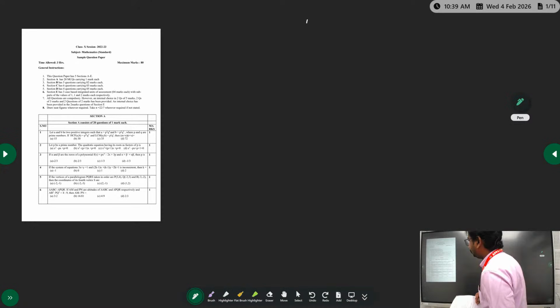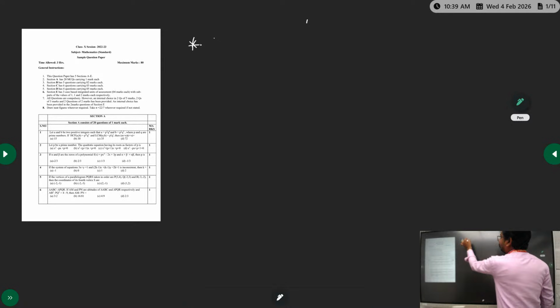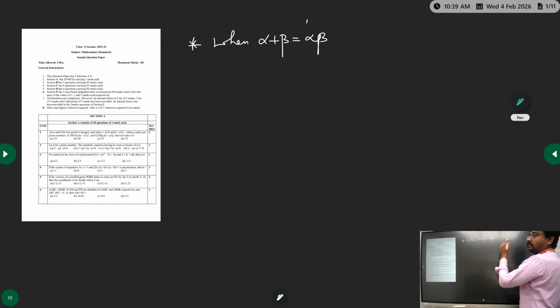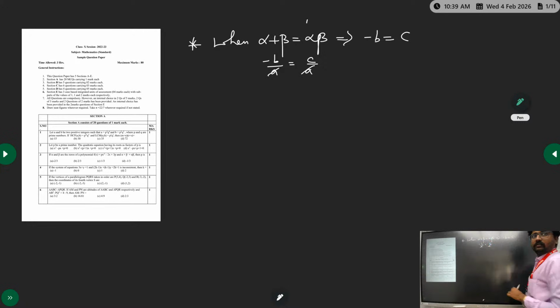Question number 3 says, if alpha and beta are the zeros, please remember this one formula. When alpha plus beta is equal to alpha beta, because we have to solve the MCQs, right? Whenever sum of zeros is equal to product of zeros, then the coefficients of x square, x and constant will be in this form: minus b equal to c. So how did we get this? What is sum of zeros? Minus b by a. What is product of zeros? c by a. A cancels, no? Then what is remaining? Minus b equal to c. Then this is the direct formula.